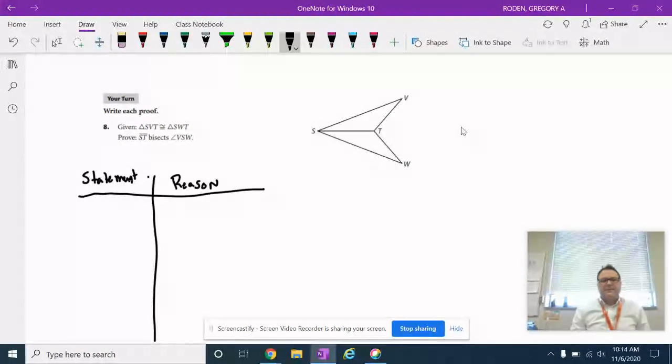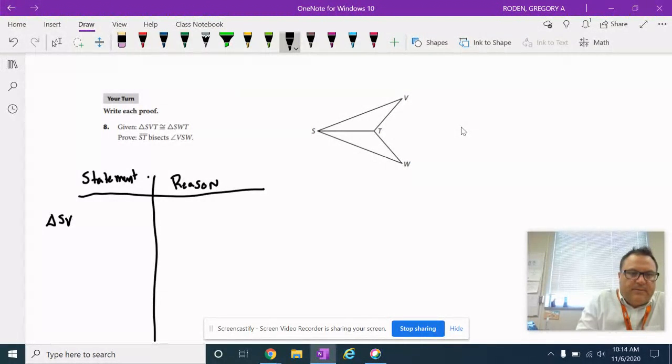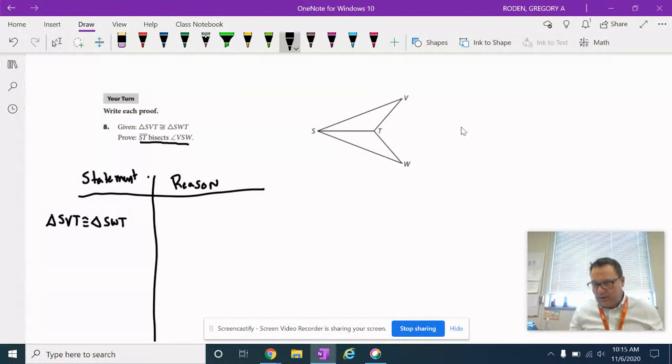Okay. Now the first thing that they tell us is that triangle SVT is congruent to triangle SWT. Okay, now before I go any further, remember we're trying to prove this. We're trying to prove that line ST bisects angle VSW. That's our whole goal here. We're showing that ST is an angle bisector.